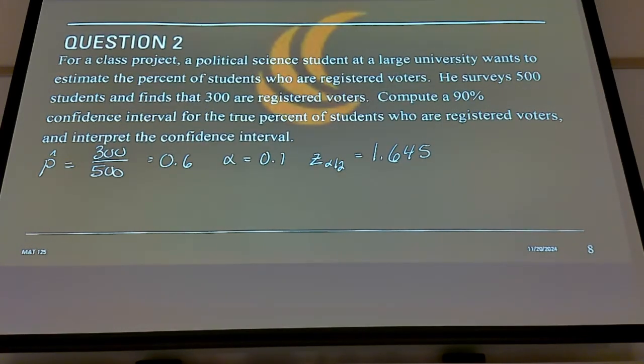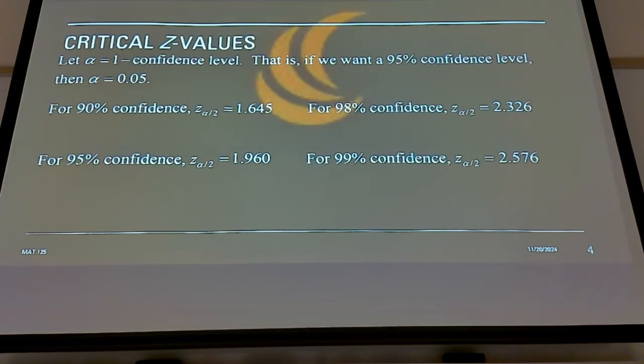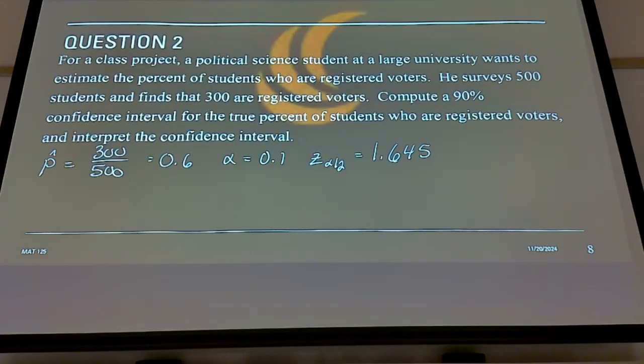Professor, how did you get alpha? Alpha is your significance level. It's 1 minus the confidence level. It's 90%. And sample size is obvious, 500.